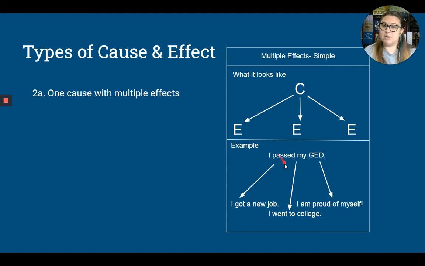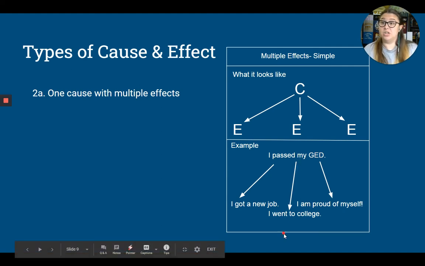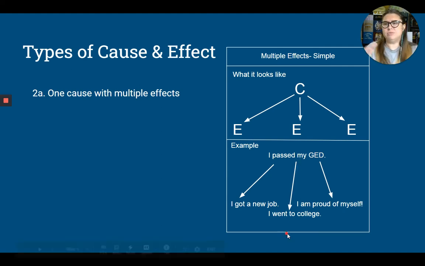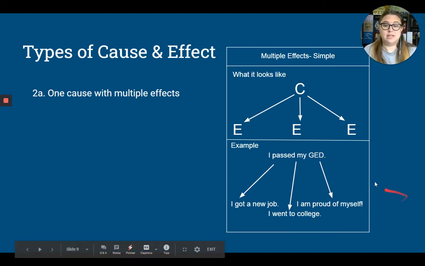So the things that I came up with: I passed my GED, so I got a new job. That's one idea. I passed my GED, so I went to college. That's a separate thing. You don't need to have a new job to go to college. Those two things aren't dependent on one another. And the last thing I came up with: I passed my GED, and I'm proud of myself. I can be proud of myself without going to college or without getting a new job.